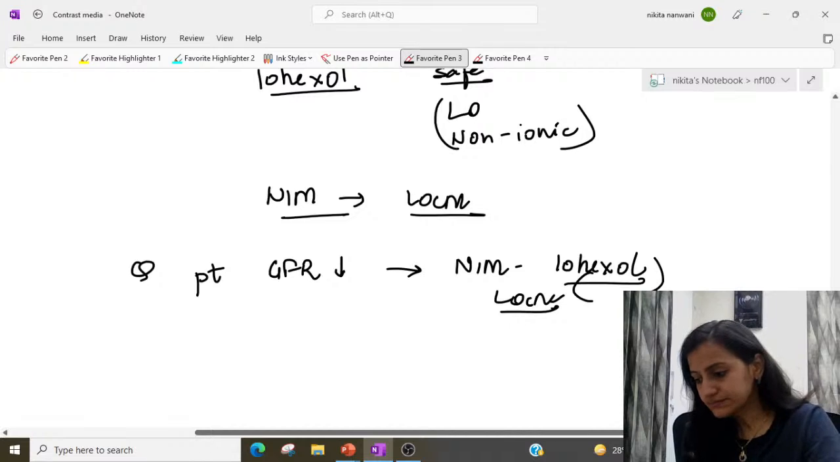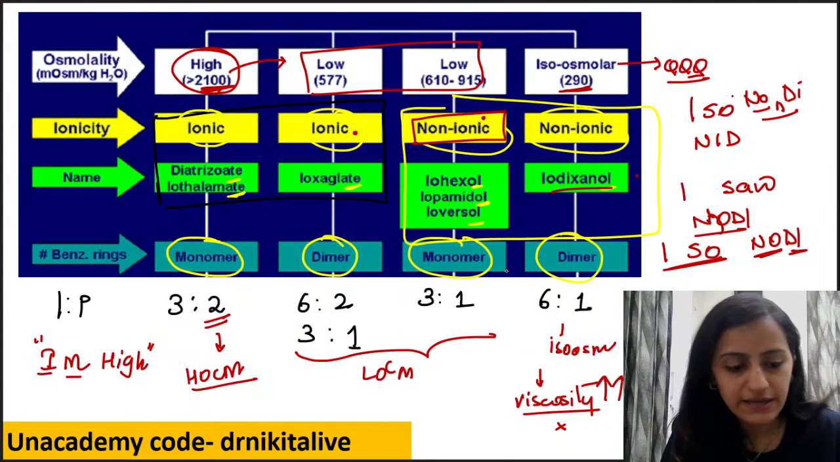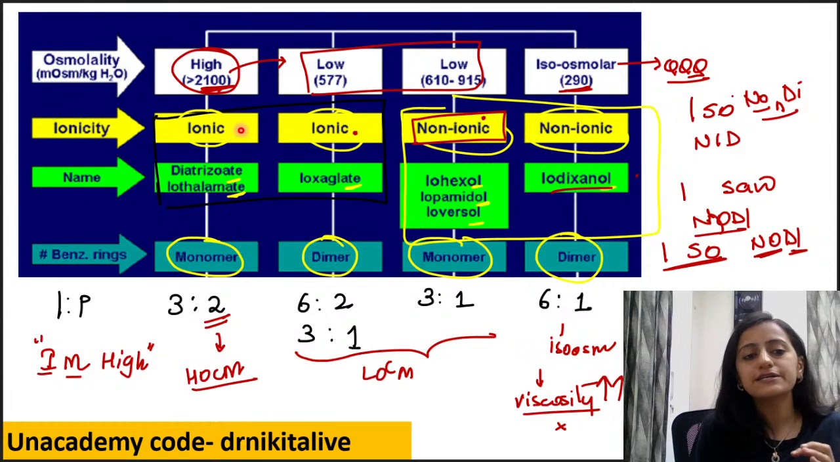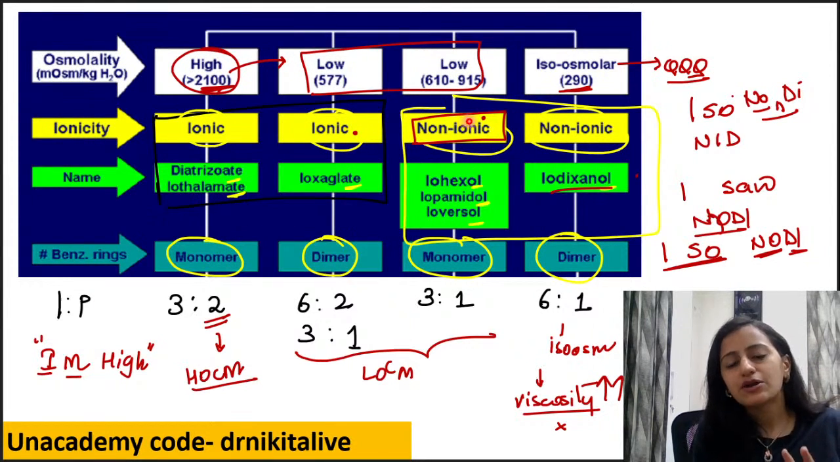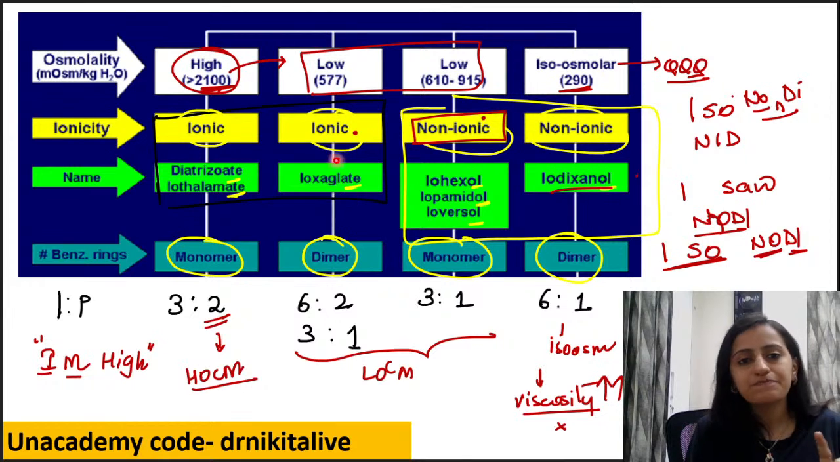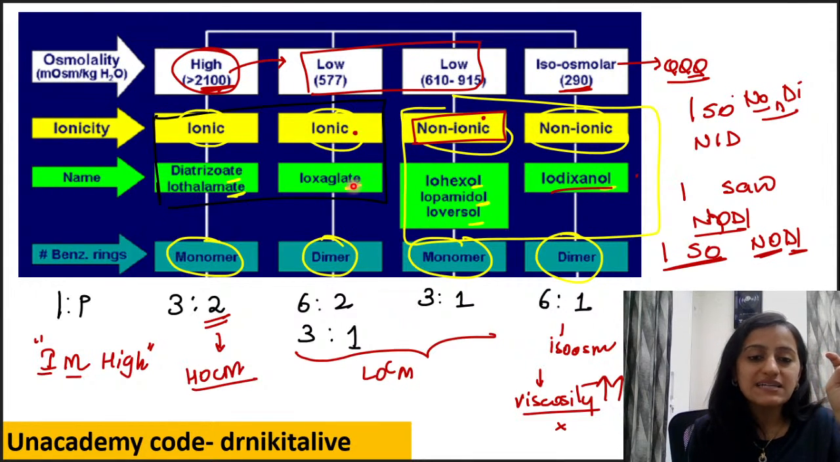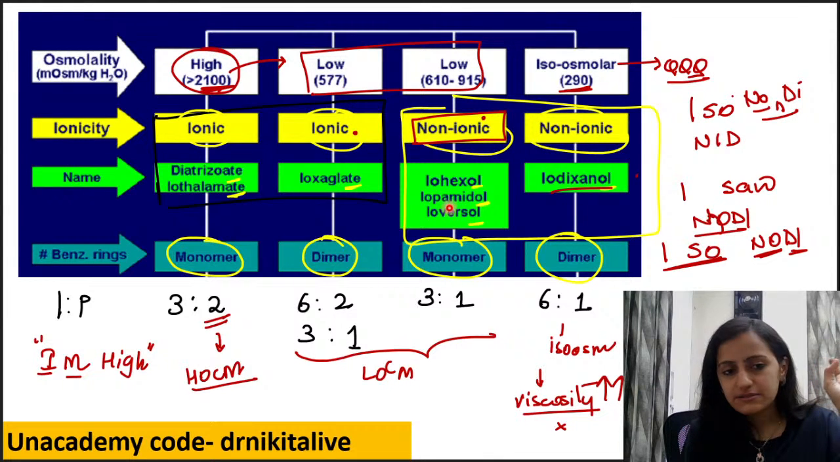All right. So looking at the classification now, I think these tables would now be decoded. Basically we have ionic monomer, ionic dimer, non-ionic monomer, non-ionic dimer. These are the 4 groups. In dimers, we have only one example: ioxaglate is ionic dimer. Iodixanol is non-ionic dimer. The rest you will fit into the rest of the tables.